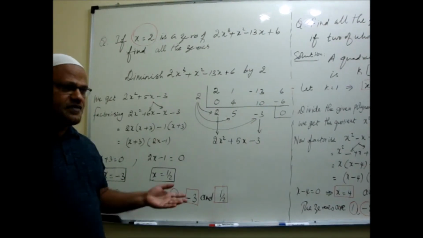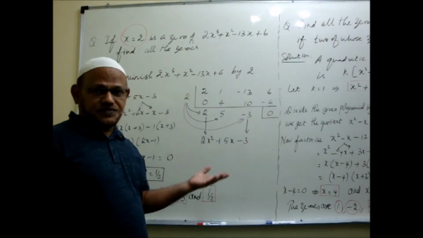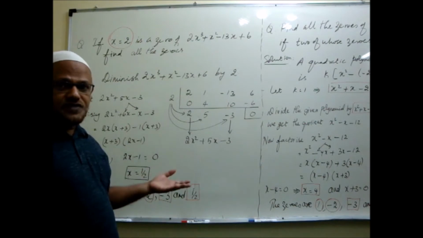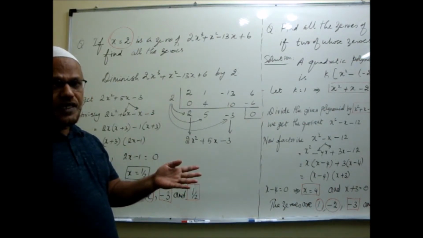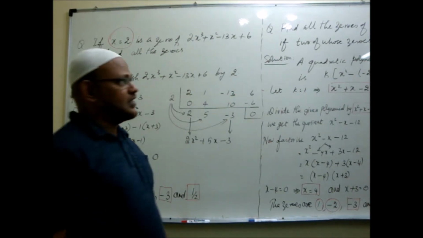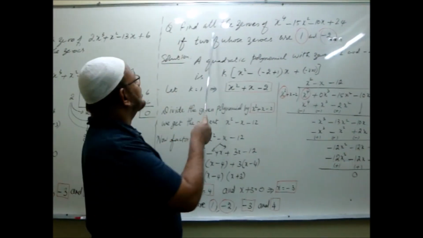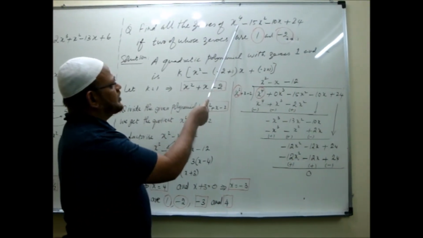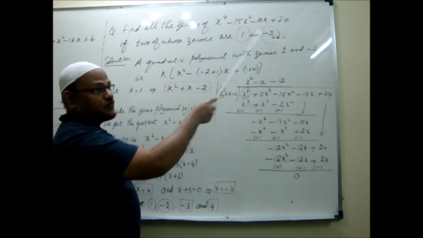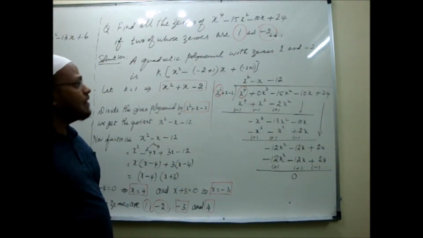Next we will move to biquadratic polynomials, 4th degree polynomials. A biquadratic polynomial will have a maximum of 4 zeros. In this type of question, they will give you 1 zero or 2 zeros and ask you to find the remaining zeros. I have taken an example question. Look here: find all the zeros of x power 4 minus 15x square minus 10x plus 24, a 4th degree biquadratic polynomial. Maximum 4 zeros will be there.